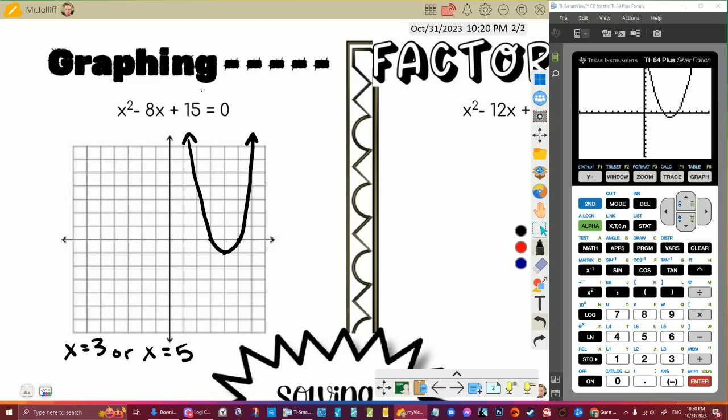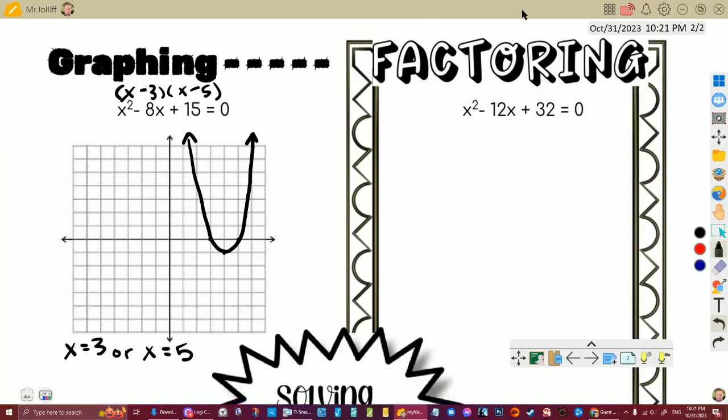I can also see that by factoring, and we're going to practice that method in just a minute, but I know that 3 times 5 is 15, and 3 plus 5 is 8, so I know that's where that's coming from. So I know that this is actually going to factor into x minus 3, x minus 5, and that's where those intercepts are coming from. But let's go ahead and try the next one, which is an actual factoring problem, so we can see the whole factoring process in one go.